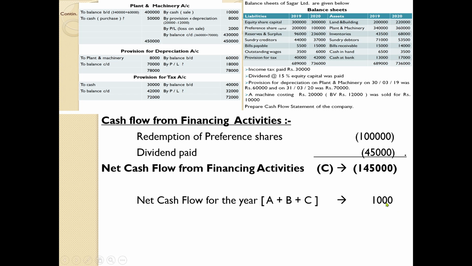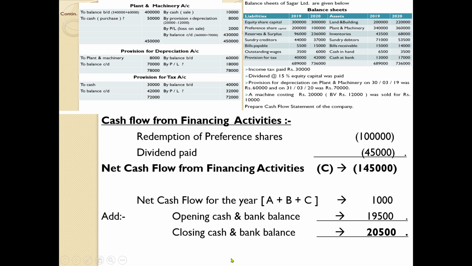And how do we check that our computation and the preparation of the statement was right? To this amount, you need to add the opening cash balance and bank balance. In the question, the opening cash balance and bank balance are 6,500 and 13,000. You can add together these two, you will get 19,500. Since these are positive amounts, if you add them to the net cash flow, you will get an amount of 20,500. Now, if you go to the balance sheet to check that, you will get the same amount.